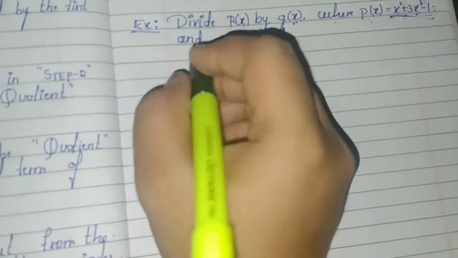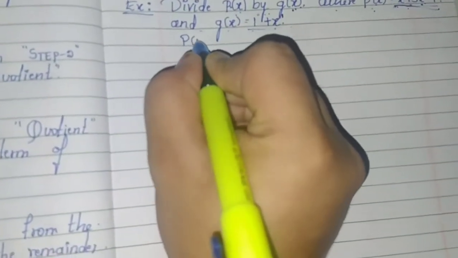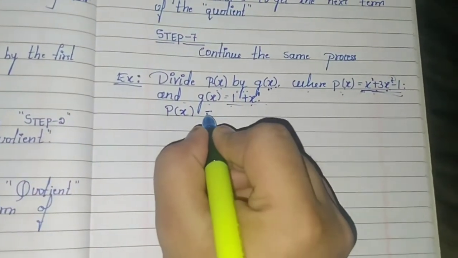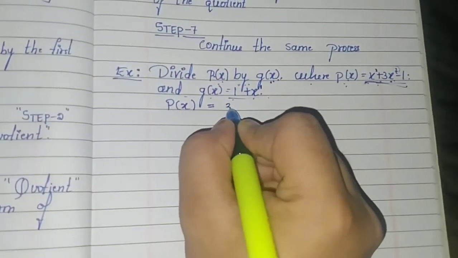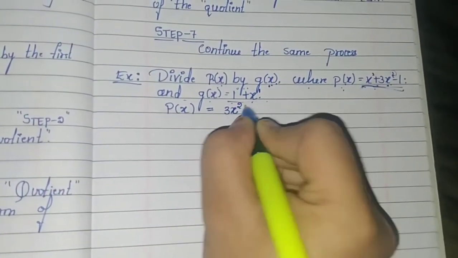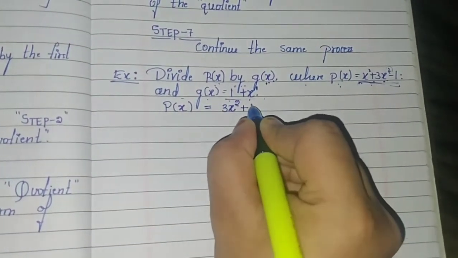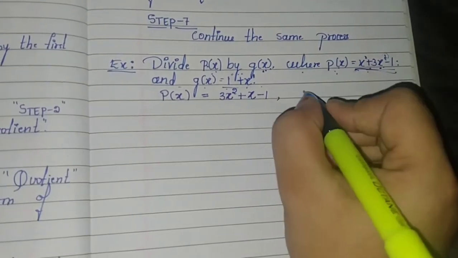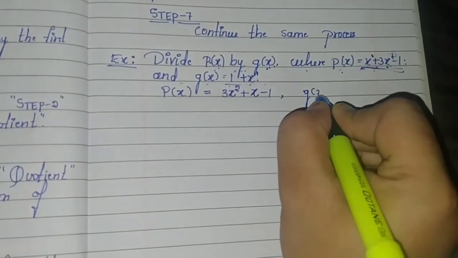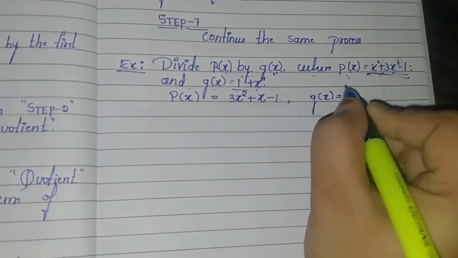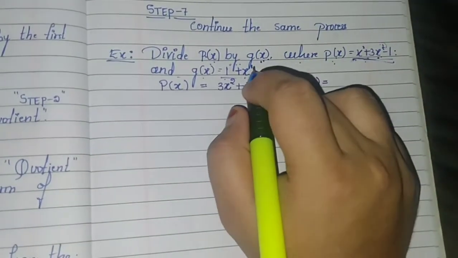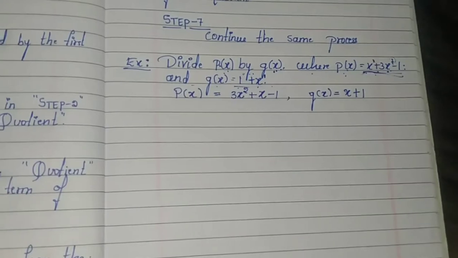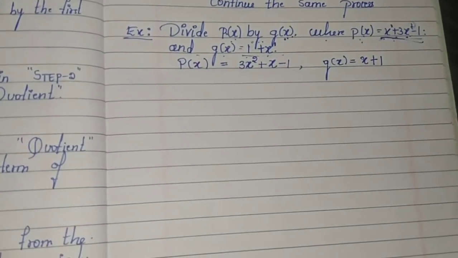So first I am going to write this polynomial: p of x is equal to 3x square plus x minus 1. That is the first step. And g of x is equal to 1 plus x, you have to write as x plus 1. I hope you understood the first step.